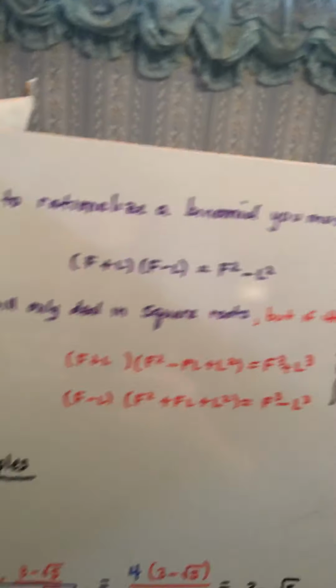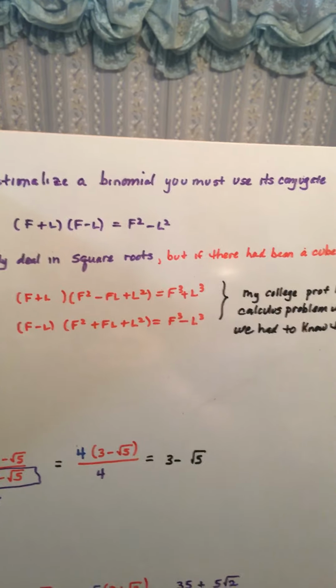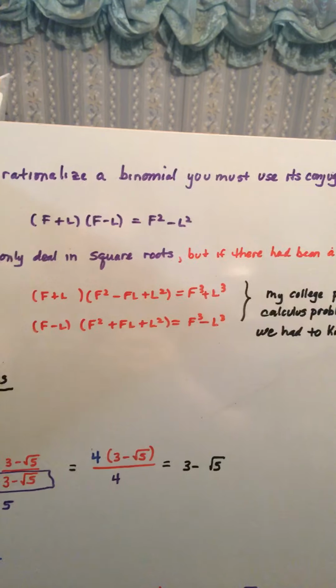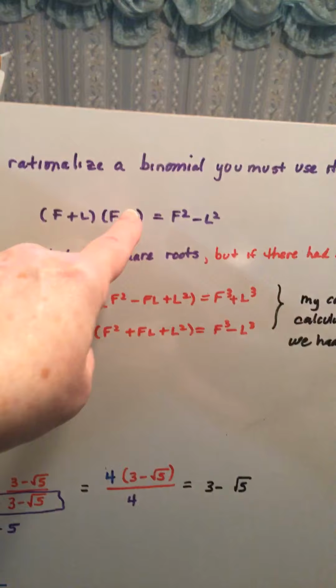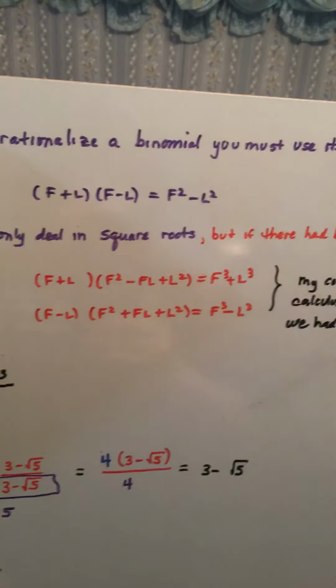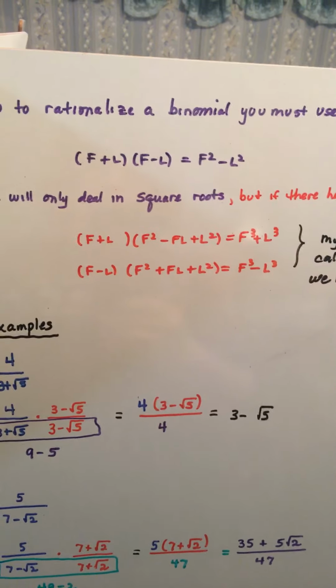Now, one last thing to learn. What happens when there's a binomial in the denominator? Well, we have to use the conjugate because I'm only going to give you square roots. And when you multiply by the conjugate, you get a difference of squares, and that gets rid of the radical in the denominator.